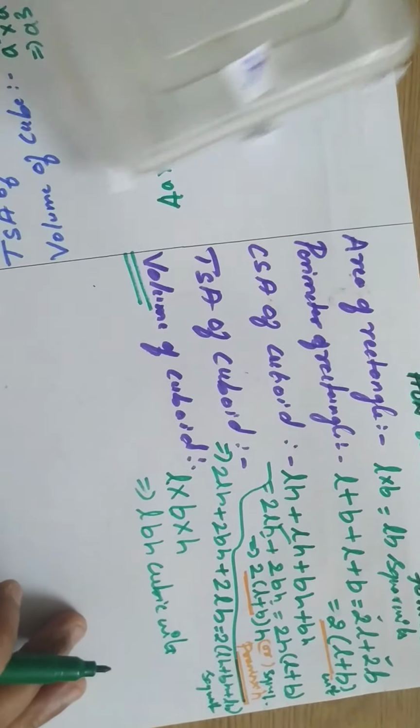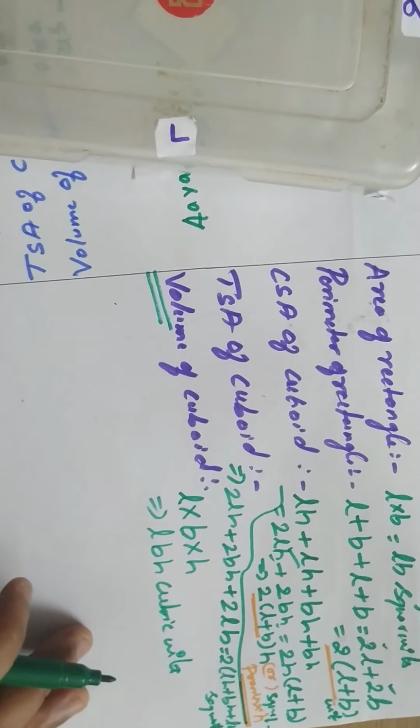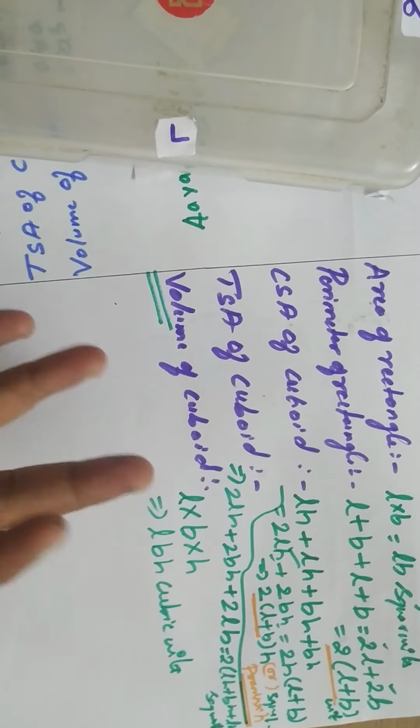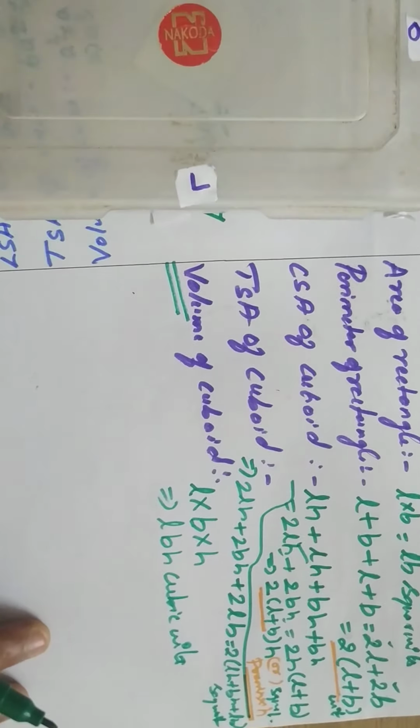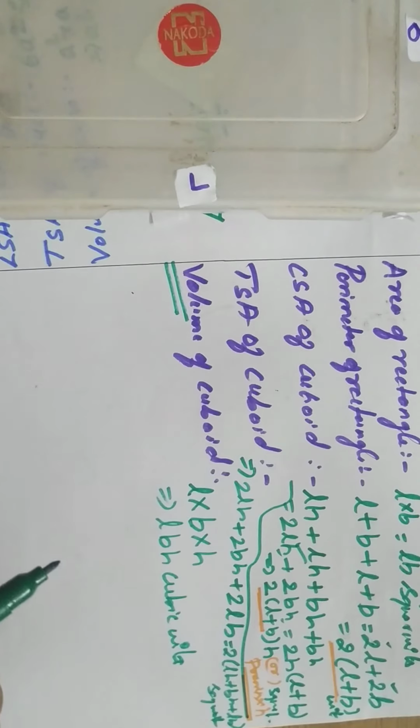So I hope I made you understand the formulas of CSA, TSA and volume of cuboid. When you learn this way, you will never forget the formula. Hope I made it clear to all.